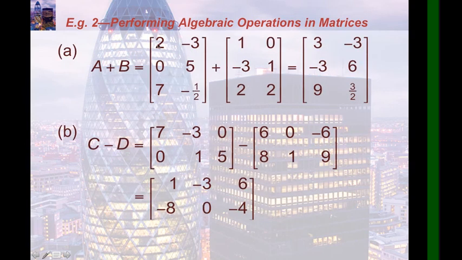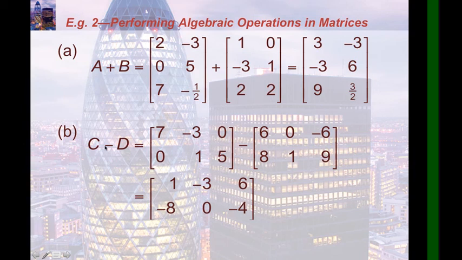Okay, for the A plus B, we have 2 and this is the number. So we have 2 plus 1 is 3. Negative 3 plus 0 is negative 3. 0 plus negative 3 is negative 3. 5 plus 1 is 6. 7 plus 2 is 9. Negative 1 half plus 2 is 3 over 2. I hope you know how to add fractions.